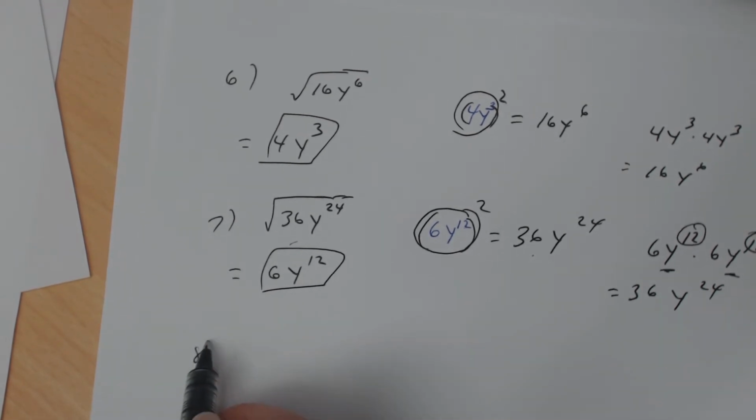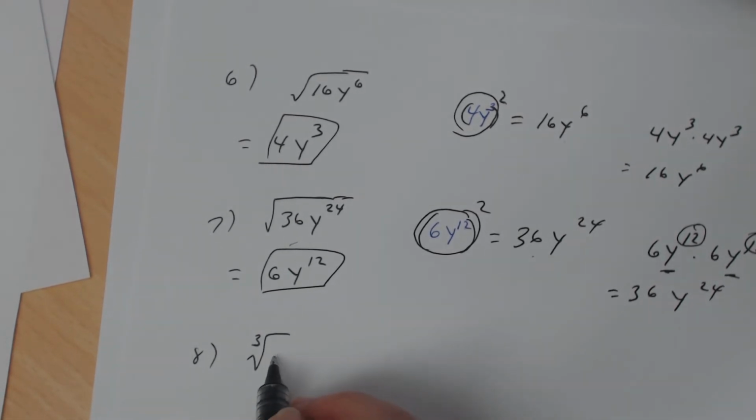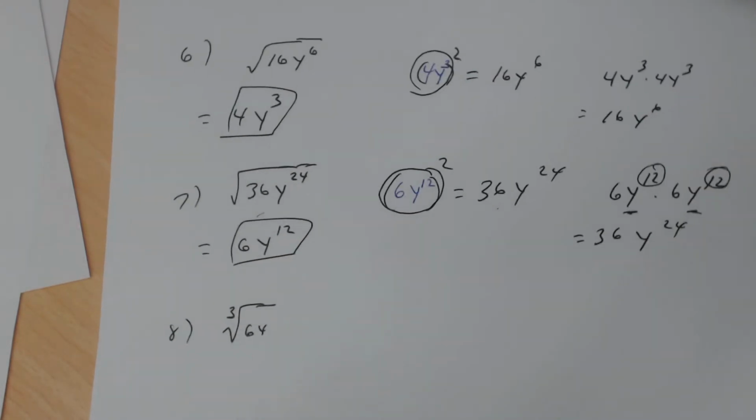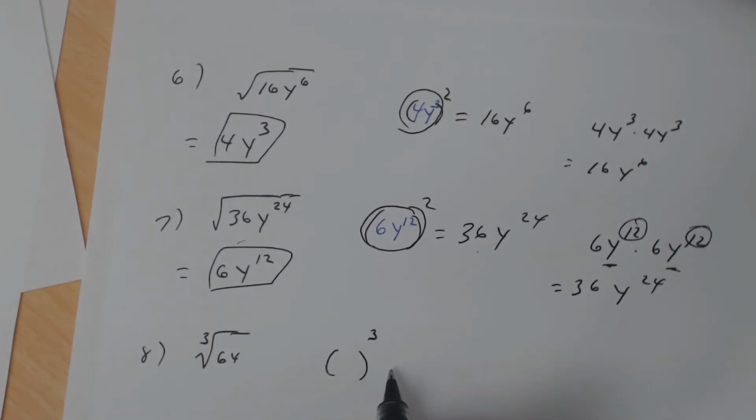Okay, suppose I had the cube root of 64. Notice the index is 3, and my radicand is 64. Now, just like we did here, this time you're going to ask yourself, what cubed, not squared, cubed, because that's your index, is 64. So do this in your head. Don't use your calculator. Don't rely on your calculator for this section. So what times itself 3 times is 64?